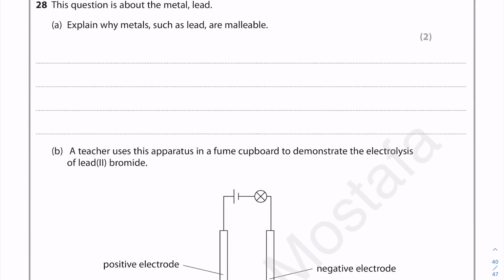Question 28. This question is about the metal lead. Explain why metals such as lead are malleable. We always said that metals are malleable because layers of metal positive ions can slide over each other. Positive ions can slide over each other.